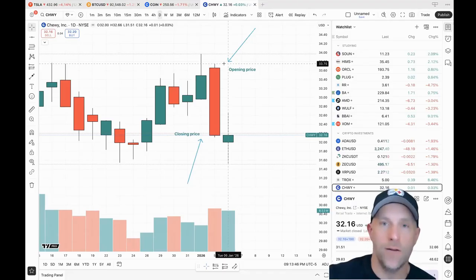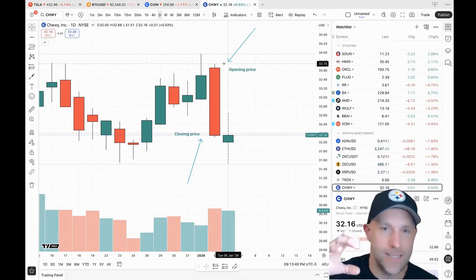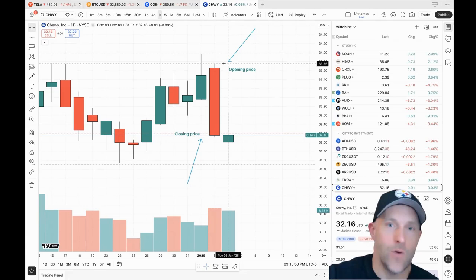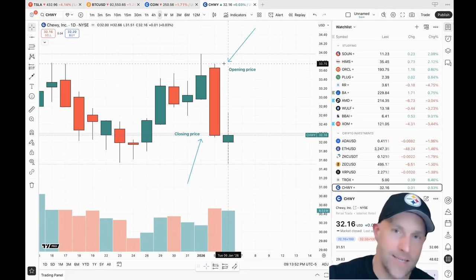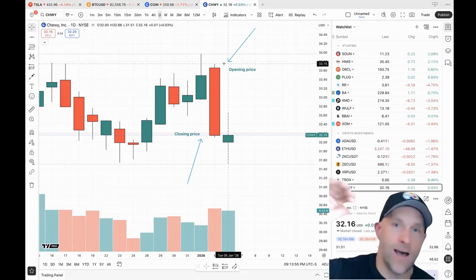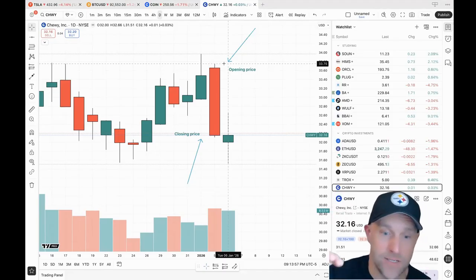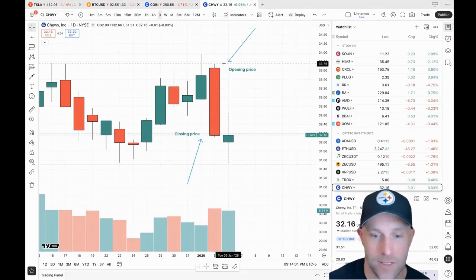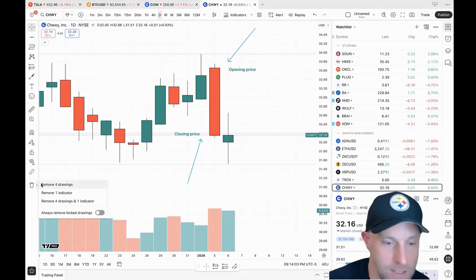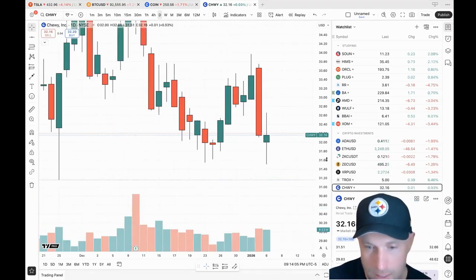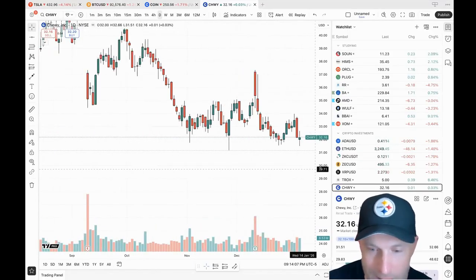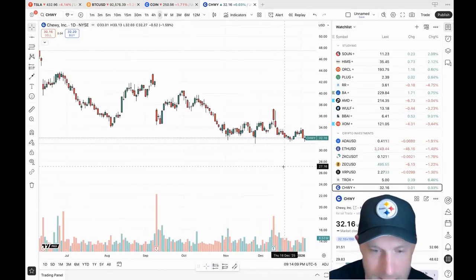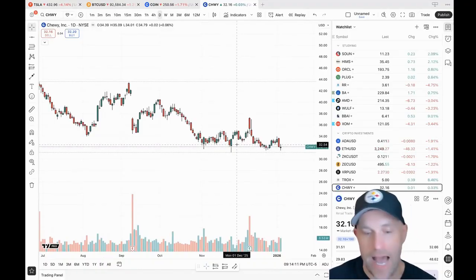You have the open and the close that creates the candle body. You have the lower wick. The bottom of that is the lowest price of the day. You have the upper wick, which is the highest price of the day. And those are the 4 pieces of information that you get from candlesticks. All right. And so what you can do is go back and look at the chart and study the price action and see how it is moving.